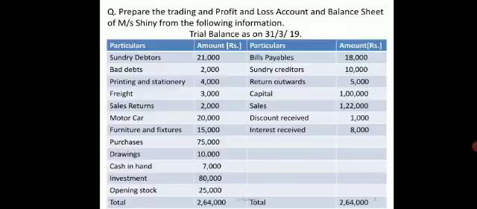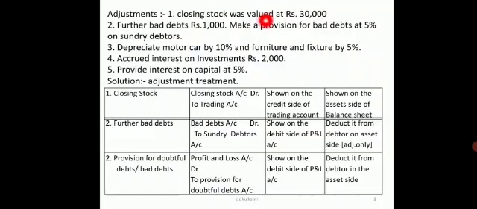Now we'll see what are the adjustments. Now adjustments, closing stock is valued at 30,000. Now bad debts are appearing in our trial balance plus additional bad debts are to be done. So further bad debts is 1,000. Apart from that, a provision for bad debts also is to be made at 5% on debtors. Now whatever is given in the trial balance is treated as old bad debts, and what is given in the adjustment is treated as new bad debts.